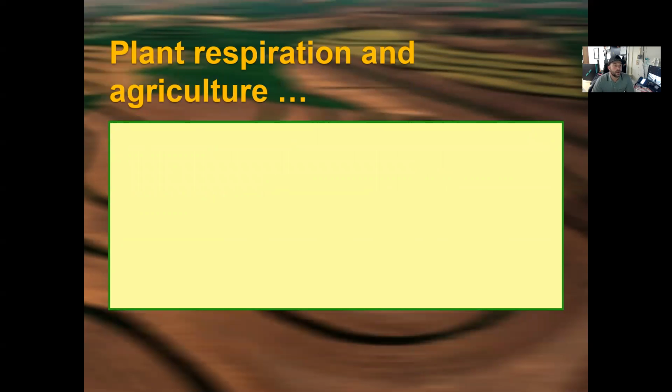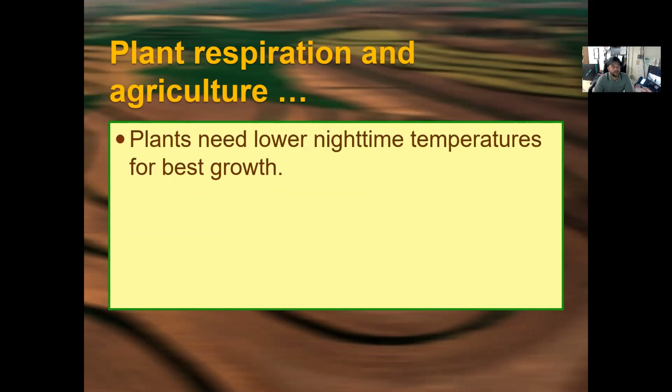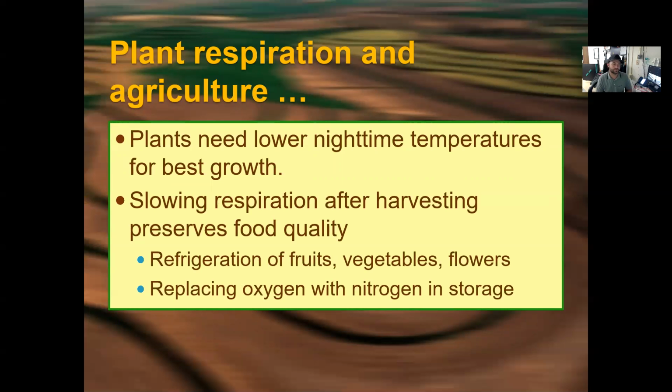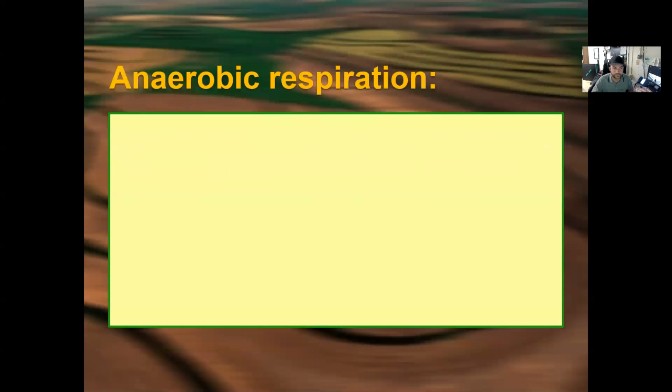Moving on, plant respiration in agriculture. Plants need lower nighttime temperatures for the best growth. If you continue to hit them with heat over and over again without any cool down period, you're not going to get your maximum growth. Slowing respiration after harvesting preserves food quality, through refrigeration of fruits, vegetables, and flowers, and replacing oxygen with nitrogen while in storage.